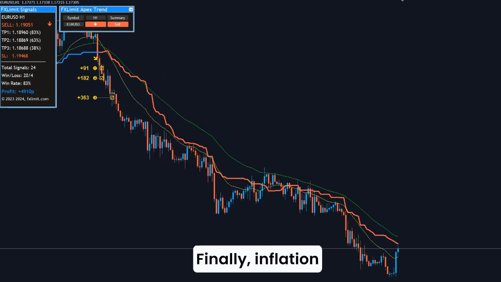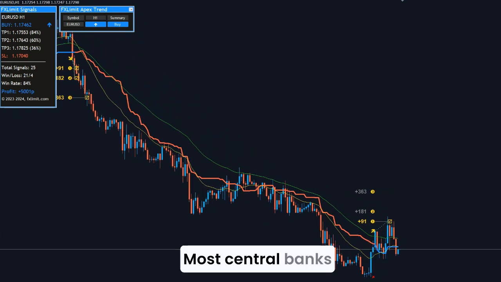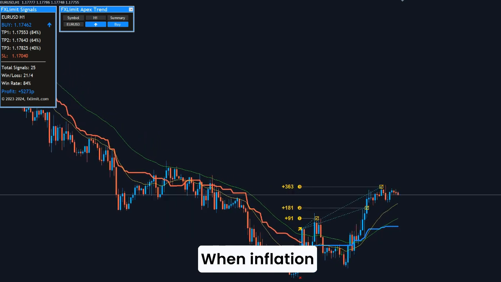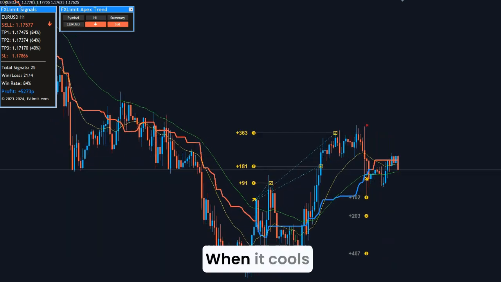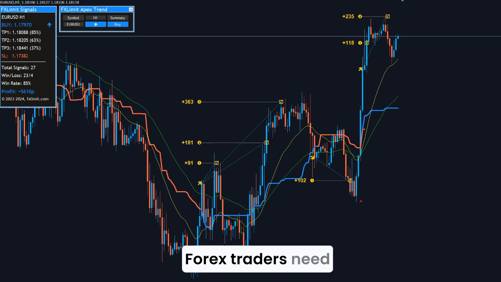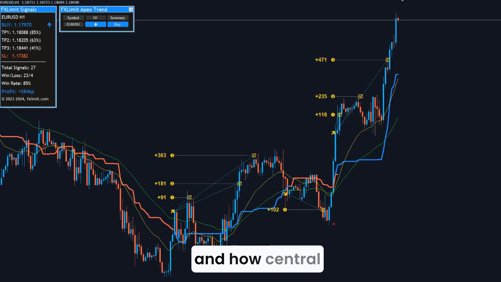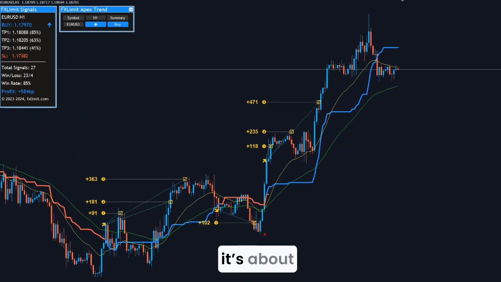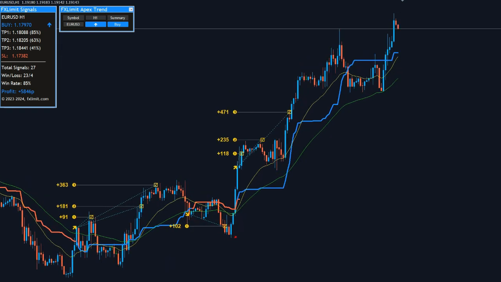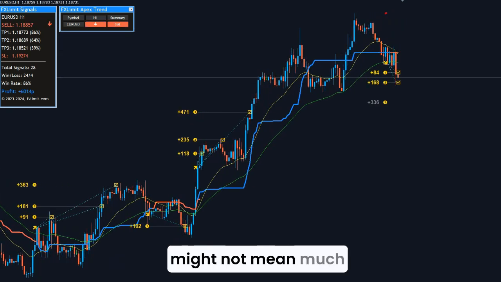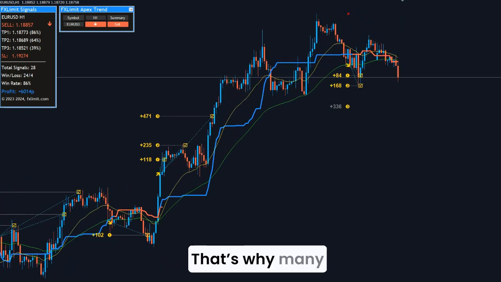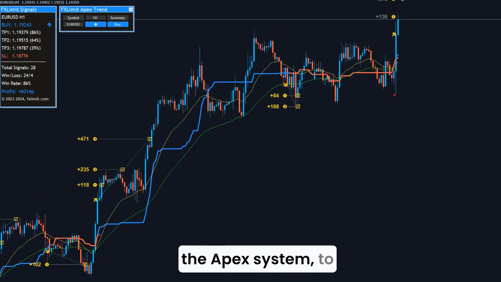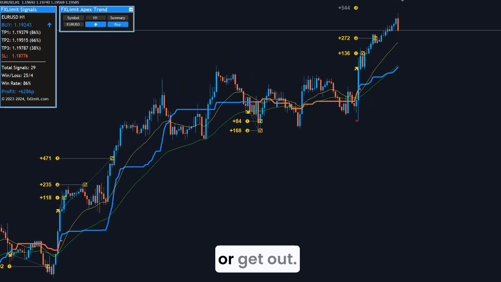Finally, inflation targeting. Most central banks aim for a specific inflation rate, often around 2%. When inflation runs too hot, banks raise rates. When it cools off, they cut. Forex traders need to stay in tune with inflation data and how central banks respond. But again, it's not always about the data, it's about the trend the market forms afterward. A spike in CPI might not mean much if the trend doesn't hold. That's why many traders rely on visual cues, like the blue and orange trend lines from the Apex system, to confirm whether to stay in the trade or get out.